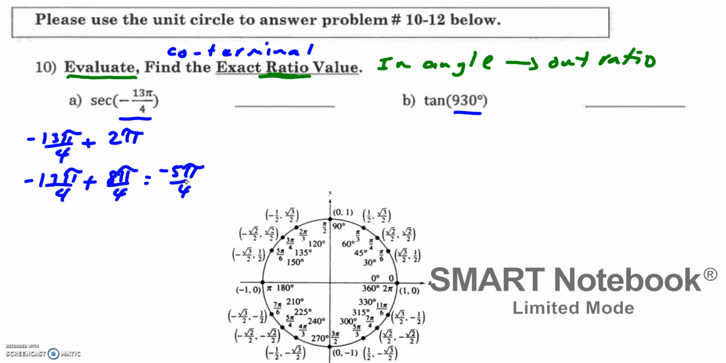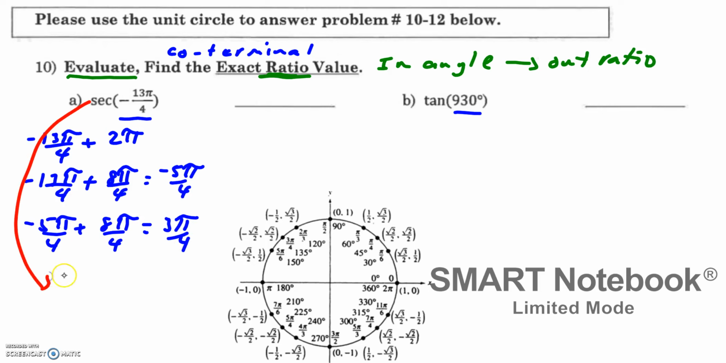Now that is not quite on the unit circle yet, so we're going to do another rotation. Negative 5 pi over 4 plus another 2 pi, or 8 pi over 4, would be 3 pi over 4. So what this problem is asking is for us to find the secant of 3 pi over 4.